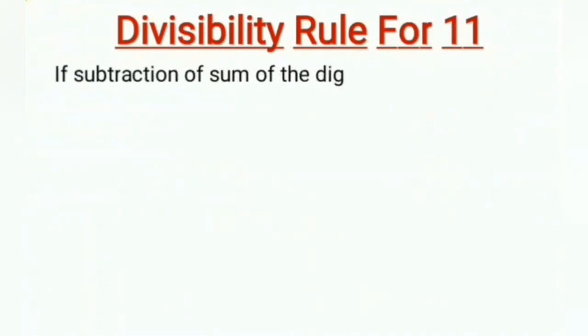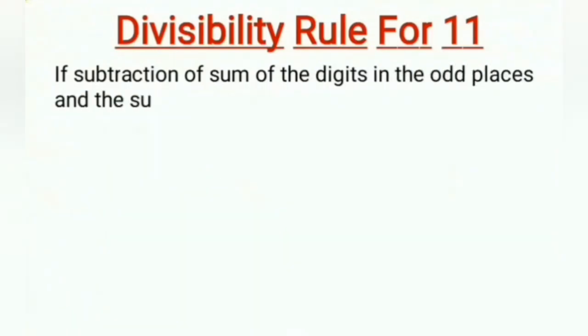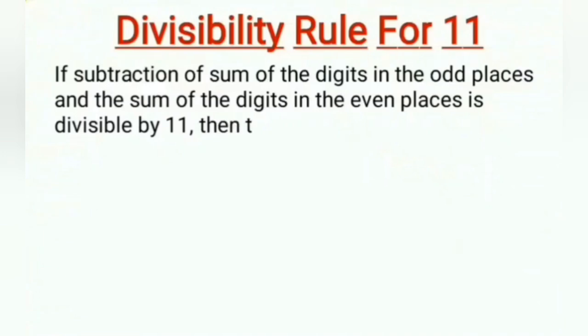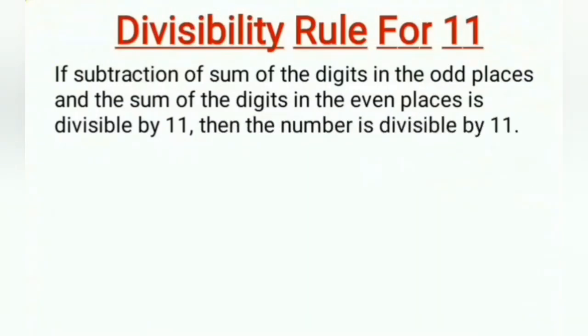Divisibility rule for number 11. If the subtraction of the sum of the digits in the odd places and the sum of the digits in the even places is divisible by 11, then the number is divisible by 11. Means here we have to consider the digits in the odd places, means unit place, hundred place, and the digits in the even places, means tens place, thousand place.